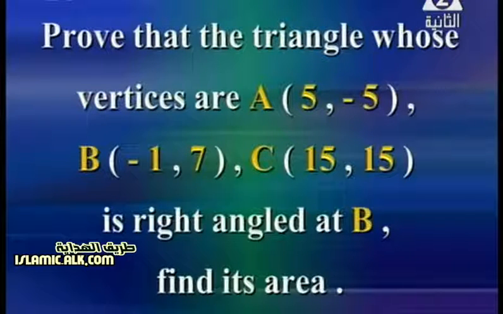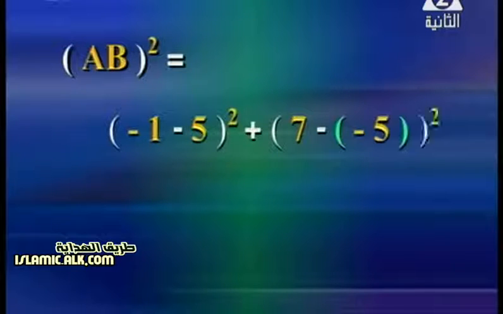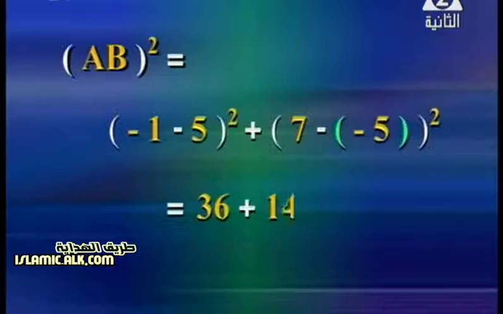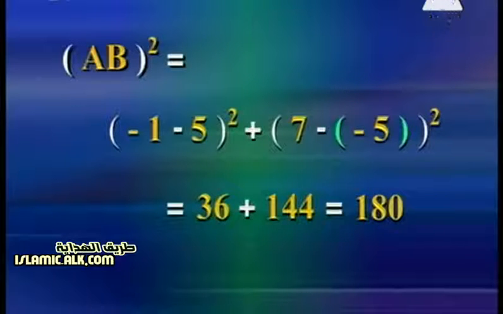First of all, we are going to find AB to the power of 2. Instead of writing AB equals square root, we are going to write AB to the power of 2. So it is equal to (negative 1 minus 5) all to the power of 2 plus (7 minus negative 5) all to the power of 2, which is equal 36 plus 144 to obtain a result as 180. Then what about BC to the power of 2?